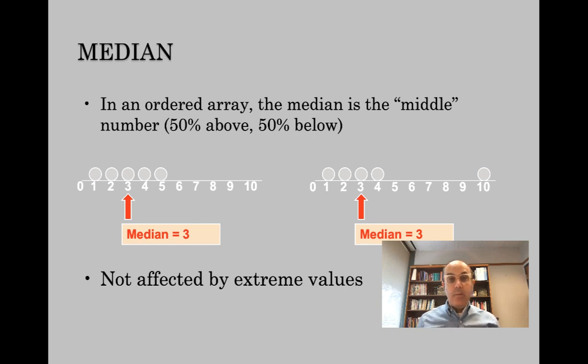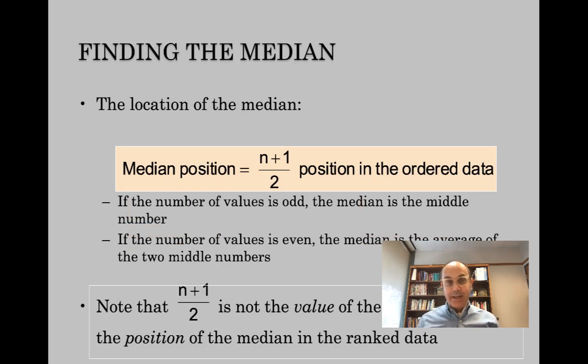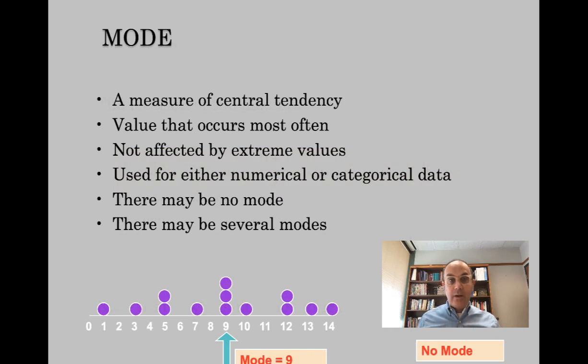remember. The median in comparison is usually ordered, based on 50% above, 50% below, and it is not affected by extreme values, so that's why it is so important. Finding the median, again, it's n plus 1 divided by 2. If the number of values is odd, the median is the middle number. If the number of values is even, the median is the average of the two middle numbers. And again, this is an easy way for you to calculate that.